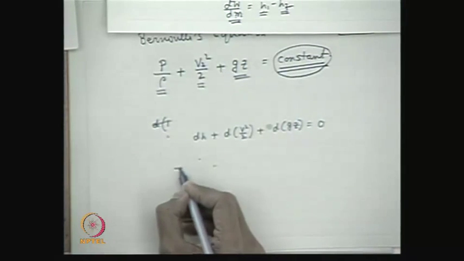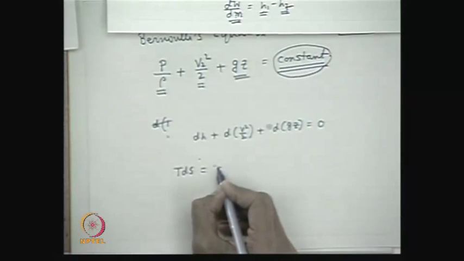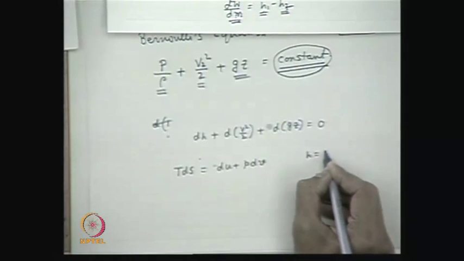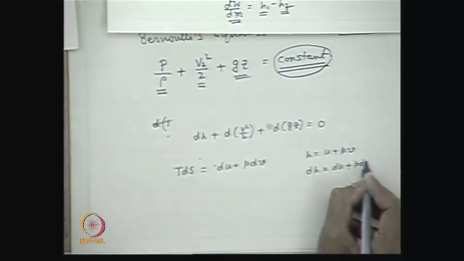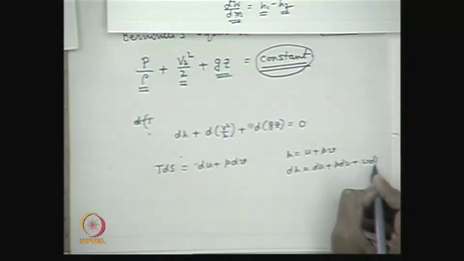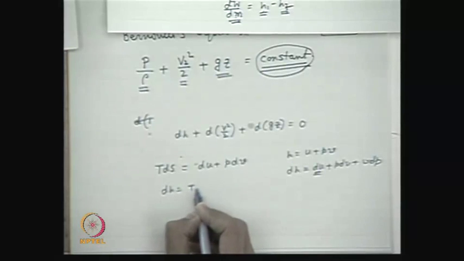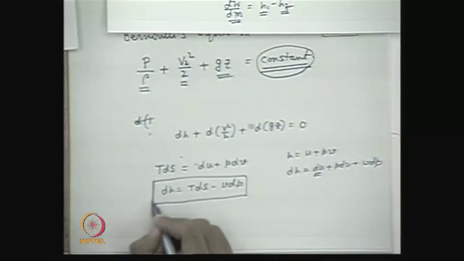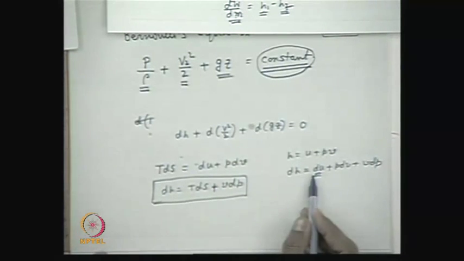Now, if we recollect the thermodynamic property relation, which I will discuss again in this class, that TdS is equal to du plus PdV, and h is equal to u plus PV. So, dh is equal to du plus PdV plus VdP. If you replace the du in terms of dh, we can write dh is TdS plus VdP. This is a very useful relationship, and I will explain this in the next class also. Yes, dh is TdS plus VdP. So, if you substitute this, we get that.